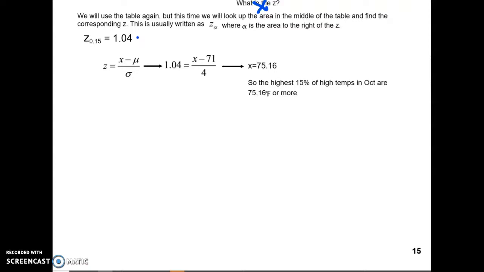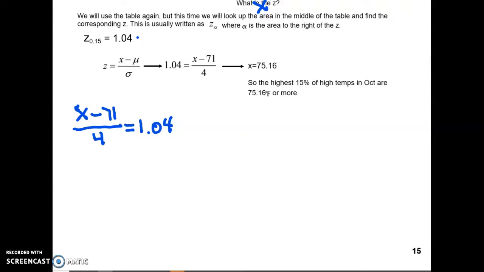Most of the time I write it in this order. The x that we don't know, minus the 71 that was your mean for this problem, divided by the standard deviation, which is 4, equals the z-score that we got, which is 1.04. Okay, so we're basically solving this problem for x.